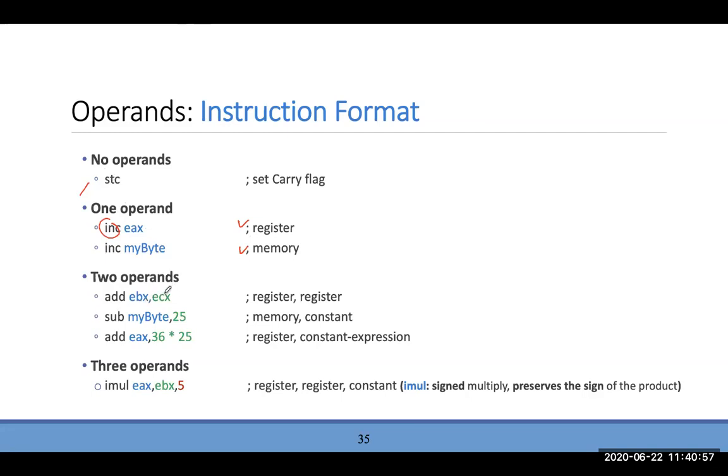This is binary, you're adding this to this. Remember, this is the source and this is the destination. This is also, you're adding an immediate, right? Or subtracting an immediate from the destination, which is a memory. And here you're going to evaluate 36 by 25, you're going to get a value, and then add it to EAX. And when we learn the mul instruction, we will see that it has 3 operands. So it's going to mul 5 by EBX, and then assign the result where? To EAX. Okay, so these are the operands and the instruction format. Some have 0, 1, 2, or 3 operands.